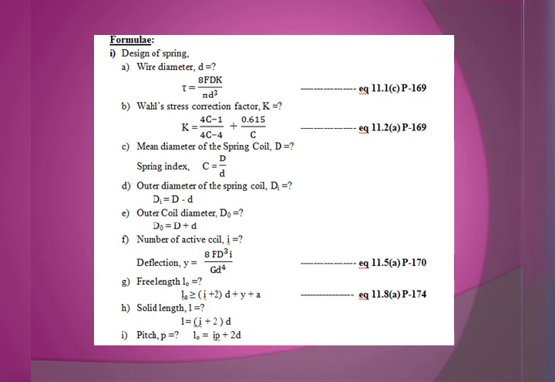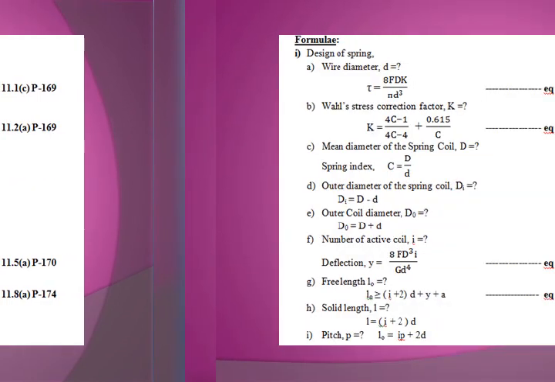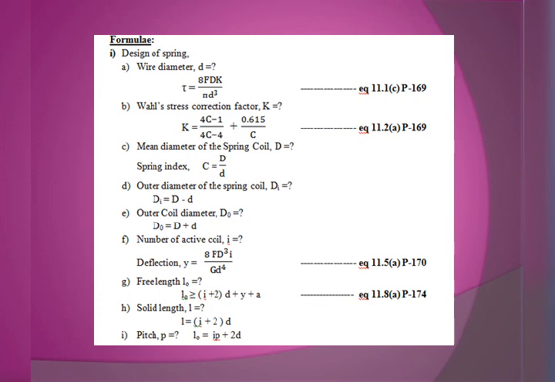Next one is free length, L naught, that can be obtained by using equation 11.8a, page number 174, and the equation is L naught supposed to be greater than or equal to I plus 2 into d plus y plus a. This is the equation we are supposed to get. Next, solid length, Ls is equal to question mark, where Ls is equal to I plus 2 into d. This equation, hopefully it is not in the data handbook, so we have to remember.